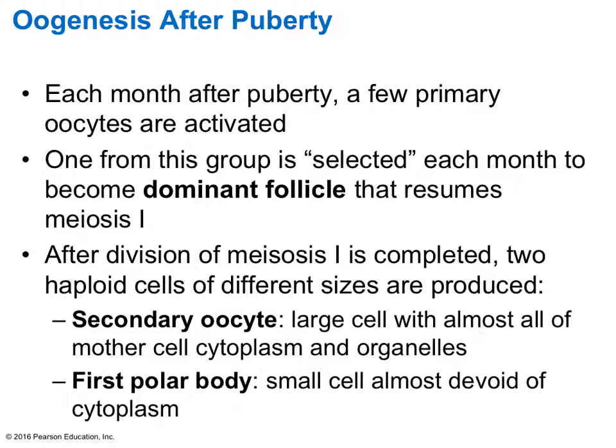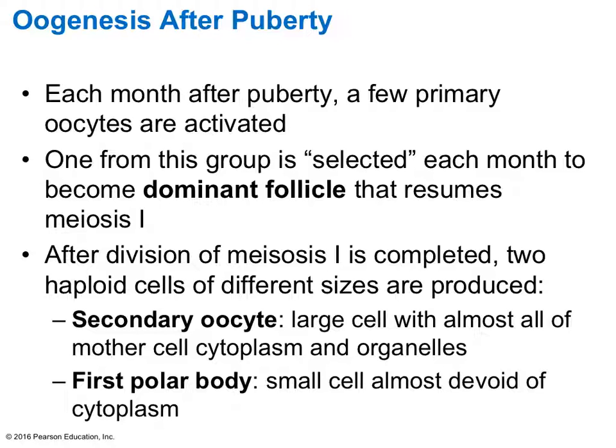So the primary oocytes remain frozen in prophase 1 until she reaches puberty. And then once a month, there's a handful or so that are going to develop a little bit. And one of those might get to develop further and go through the rest of meiosis. And that one is known as the dominant follicle. So once a month, there's one that gets to progress past prophase 1.